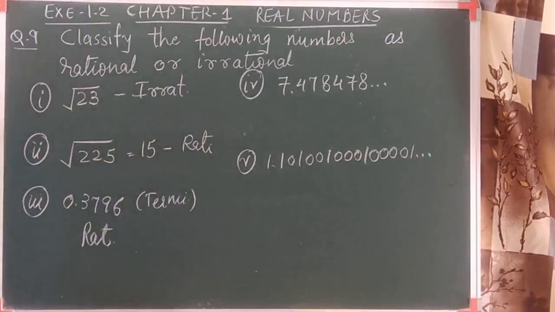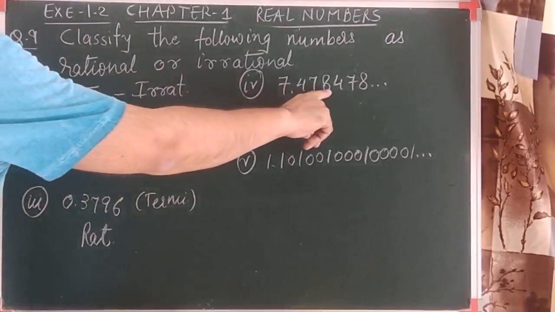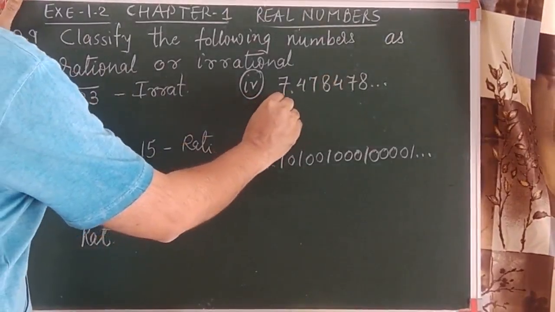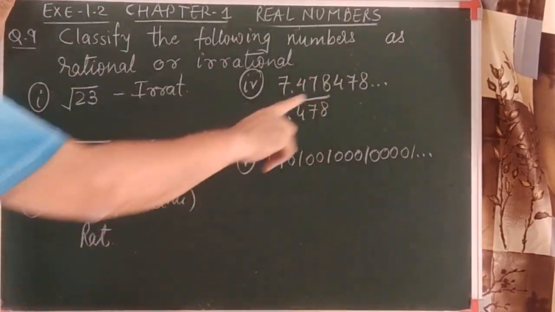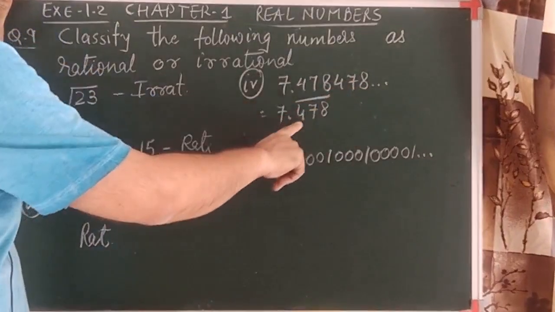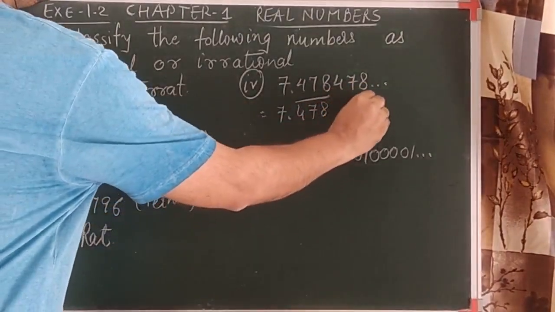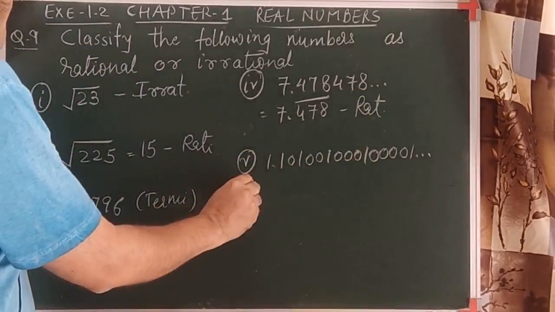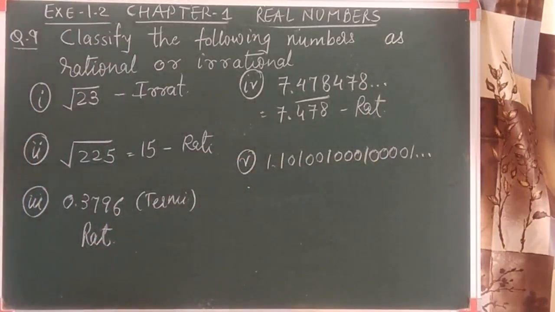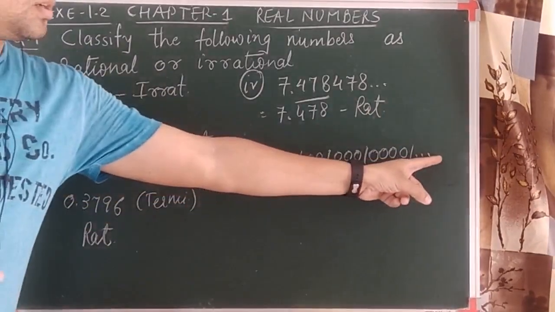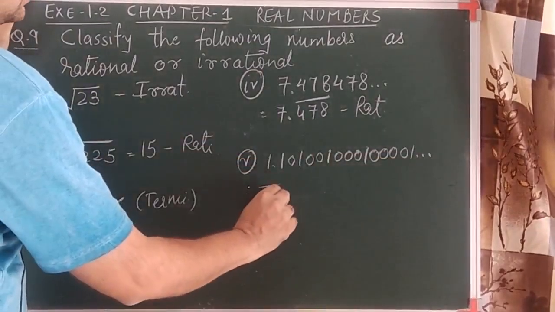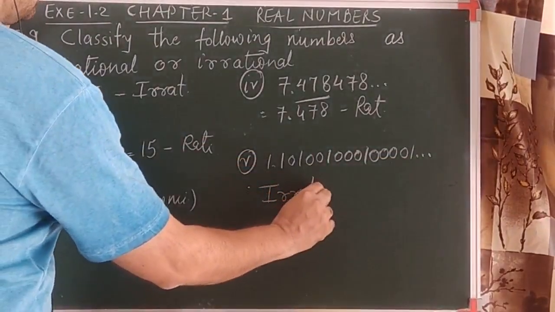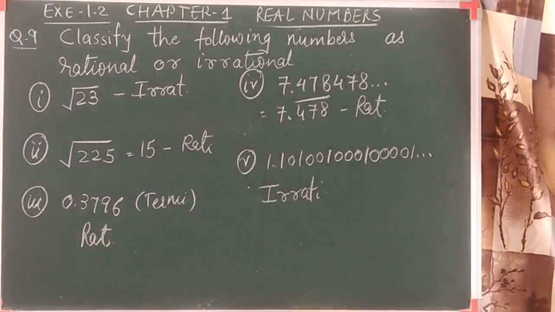Look at this next question. It is 7.478478. You can see it's a pattern. These digits are reoccurring, 478. So as it is not terminating but it is a reoccurring number, it is a rational number. Look at the last question. It's 1.10110111... So as it is non-terminating and again non-reoccurring, this number is an irrational number. I hope you got it. Thank you.